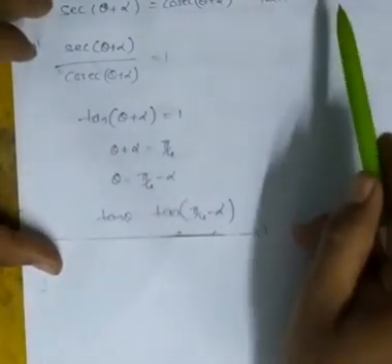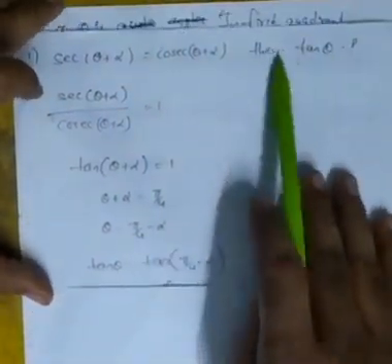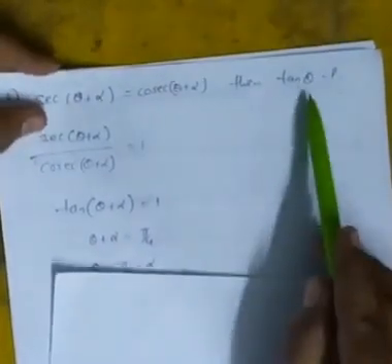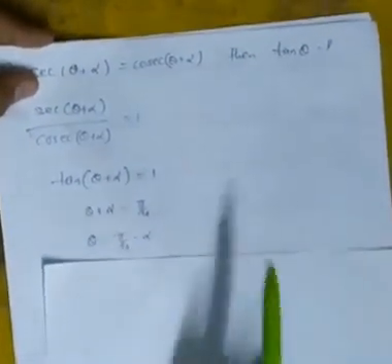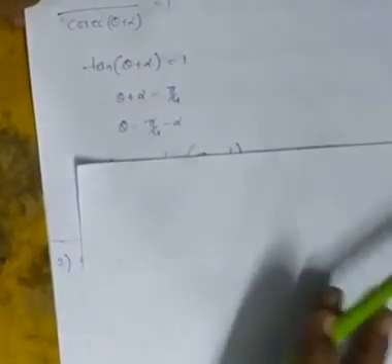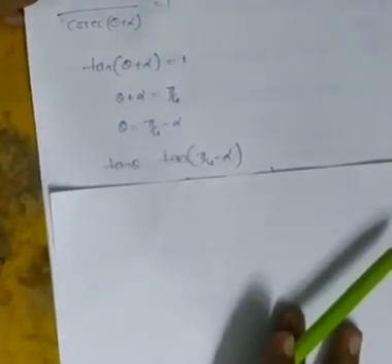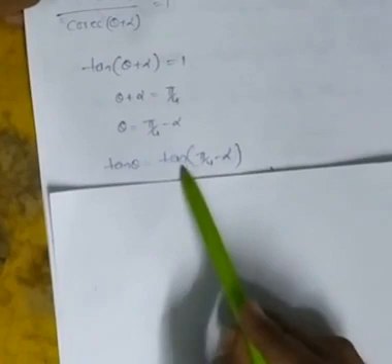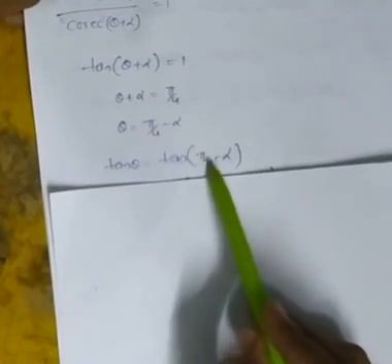The question was about tan theta equal to how much. So applying tan on both sides, tan theta equals tan of pi by 4 minus alpha. In the options there is no option of tan of pi by 4 minus alpha.